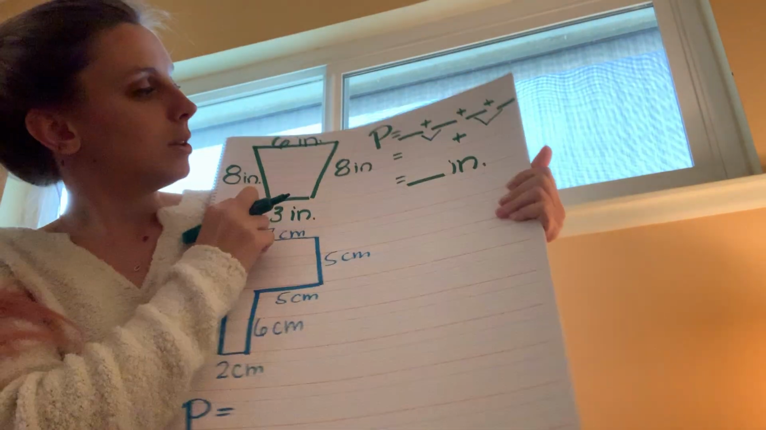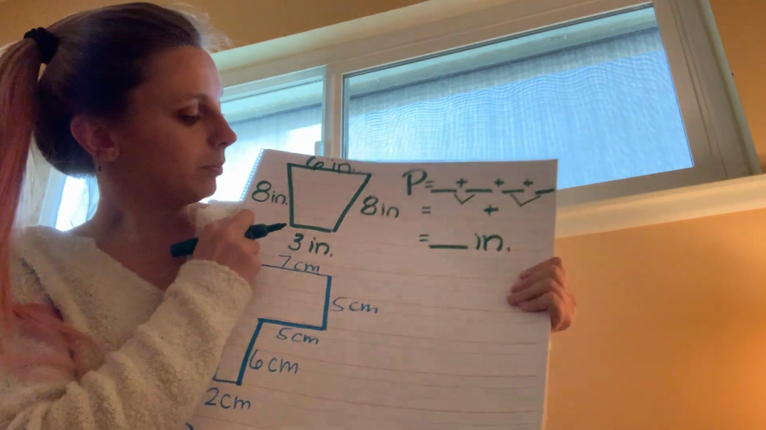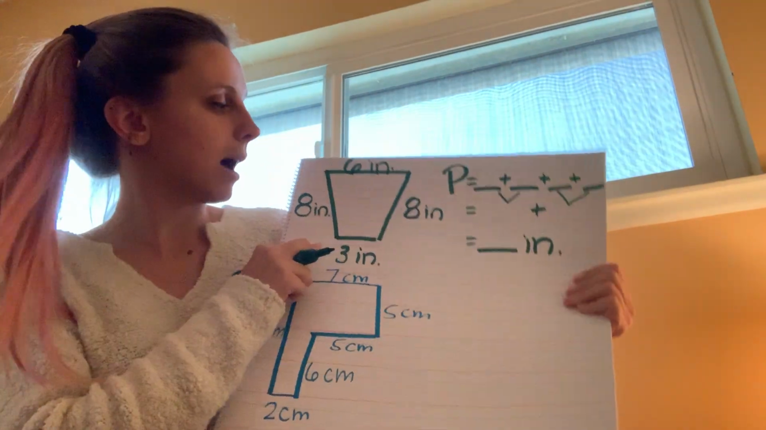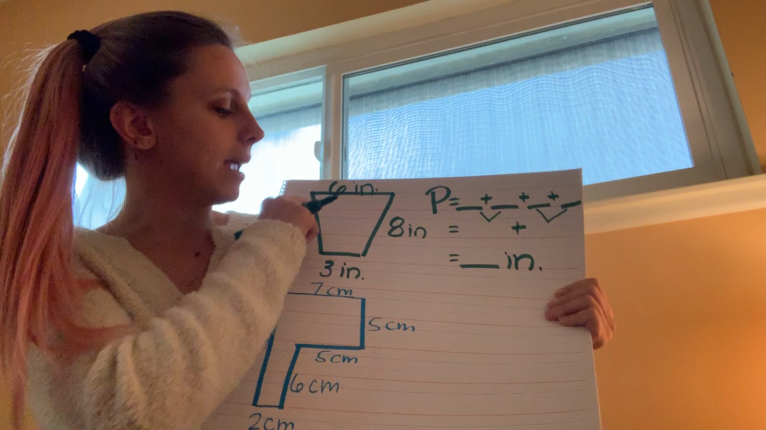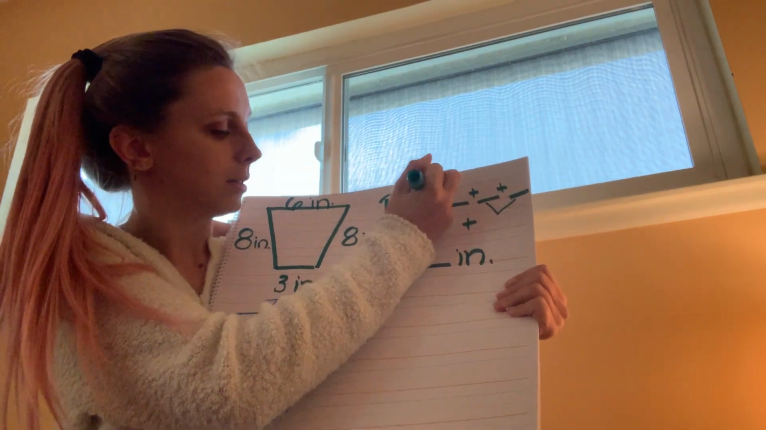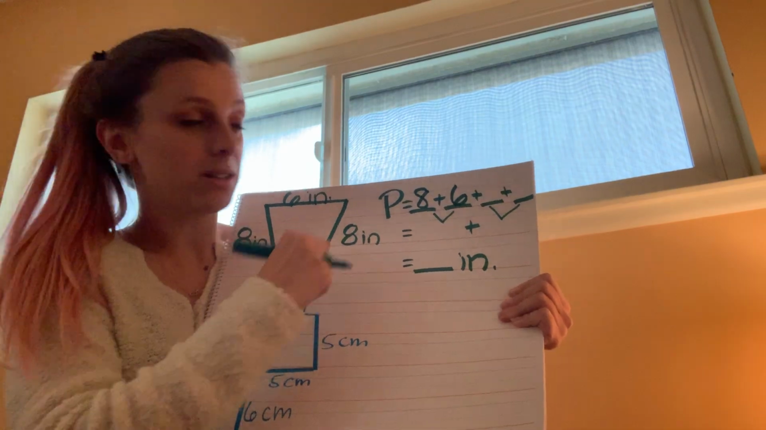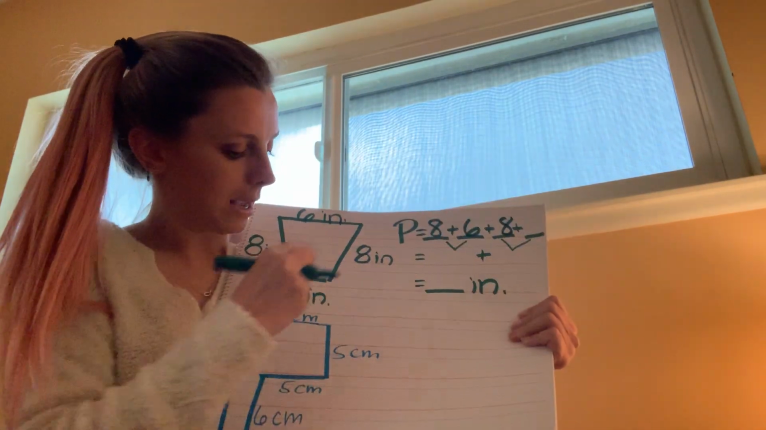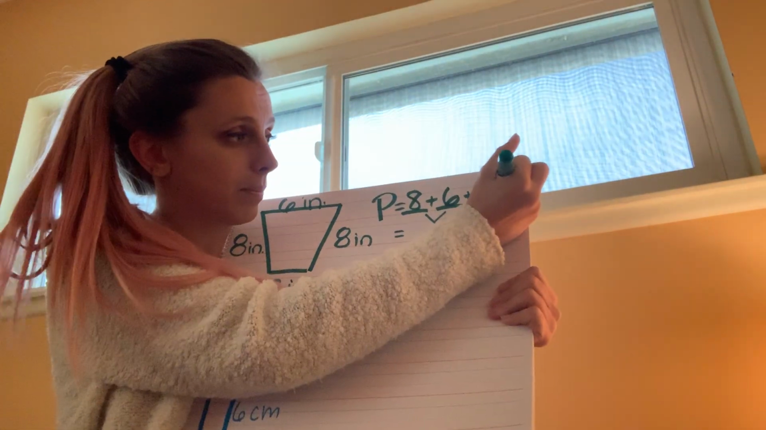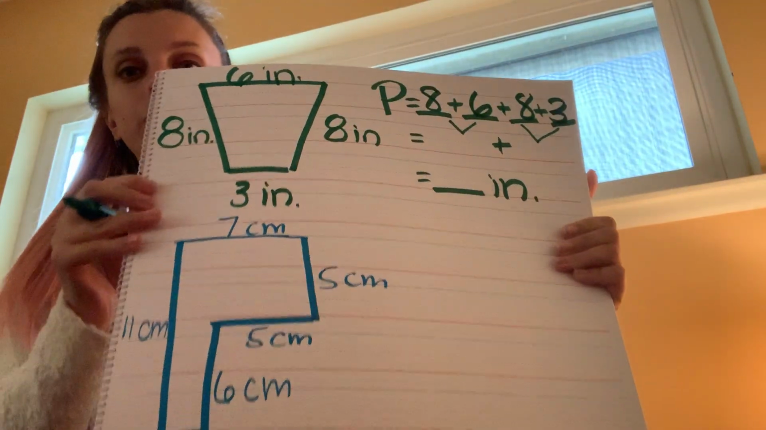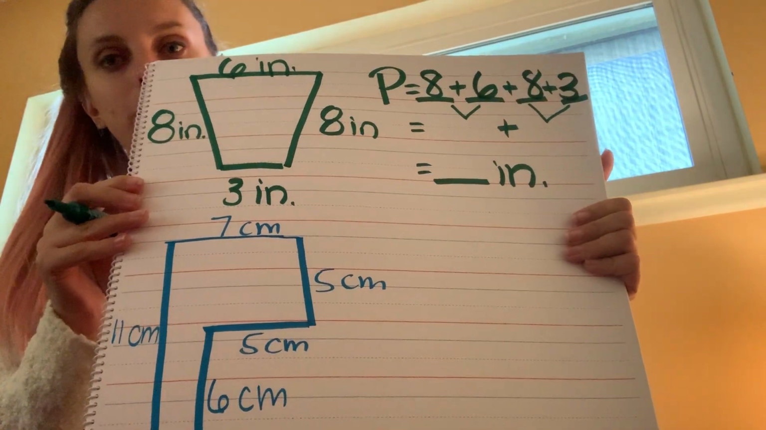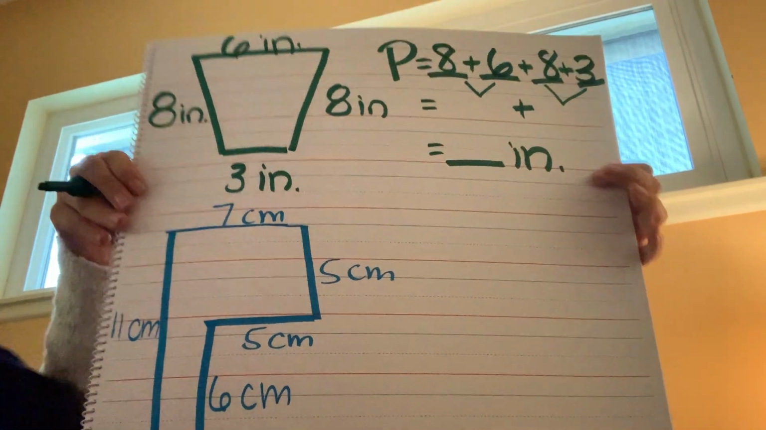All right, so here I have a quadrilateral. It means it has 4 sides, so I'm going to have to add all 4 sides. I'm going to add the 8 with the 6 and this other 8, and finally the 3. All right, now I'm ready to start adding up my sides.